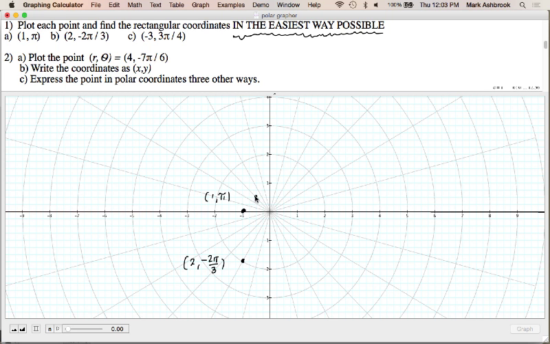Did you get this? It's cosine of pi, sine of pi, which is negative 1, 0. And then 2 cosine of negative 2 pi over 3, 2 sine of negative 2 pi over 3, and then negative 3 cosine of 3 pi over 4, and negative 3 sine of 3 pi over 4. Then do it again. The second one, plot the points.